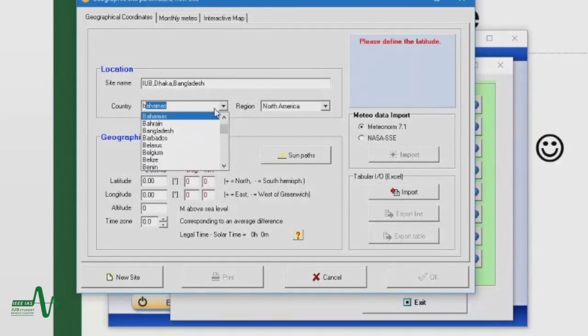Okay. Site name, country is Bangladesh. I've chosen that, and the region is Asia. It's fine. So now comes the point: what will be the latitude and longitude, altitude and time zone. Some information I already know, like in Dhaka, we know the time zone is +6. Okay, and then we need to know the latitude and longitude of IUB.